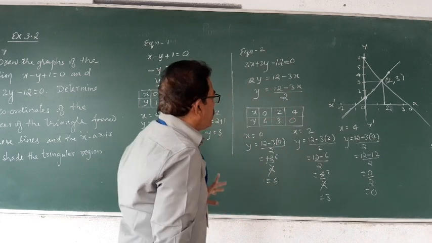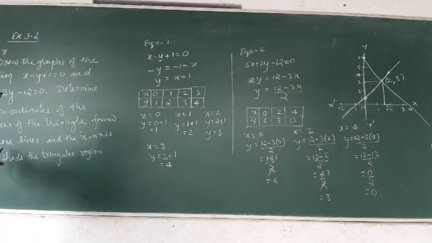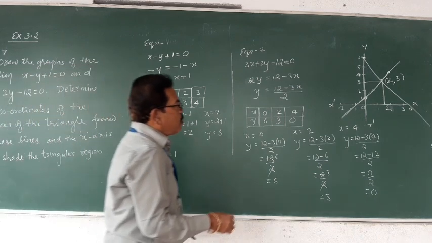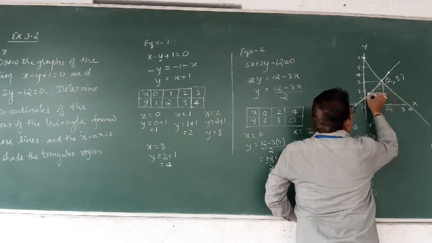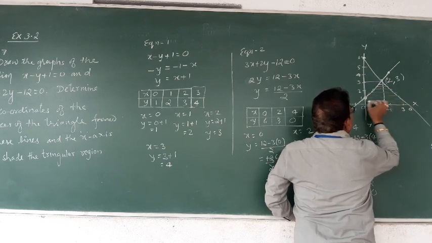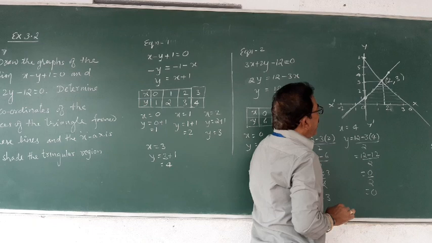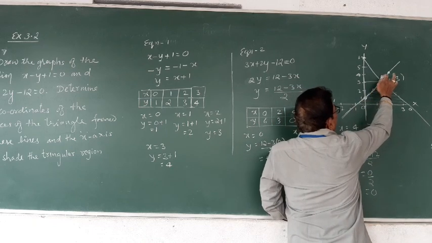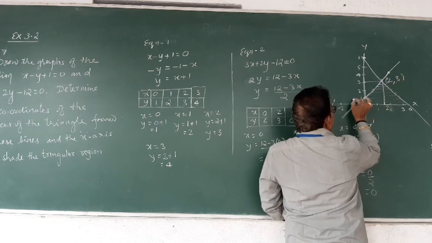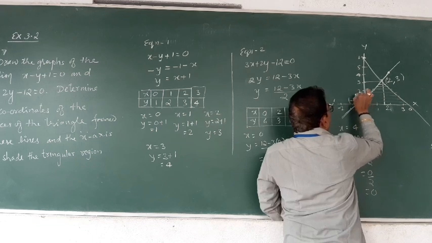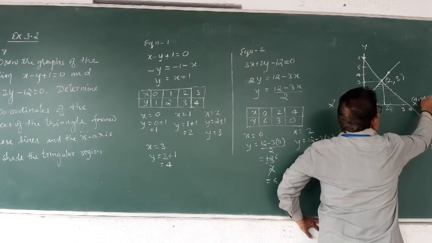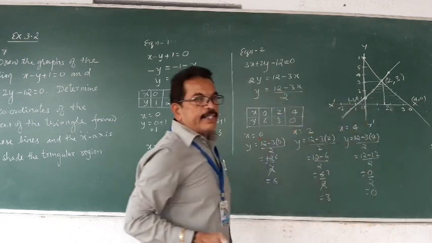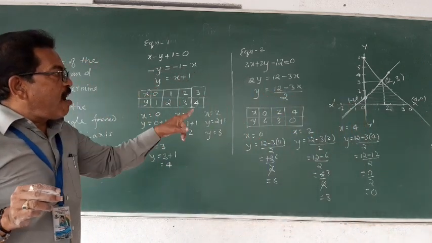The question is, by these lines and the x-axis, shade the triangular region. We have to shade this region, and also write the coordinates of the vertices. This one is -1, 0. This one is 4, 0. Okay, this is the required graph.